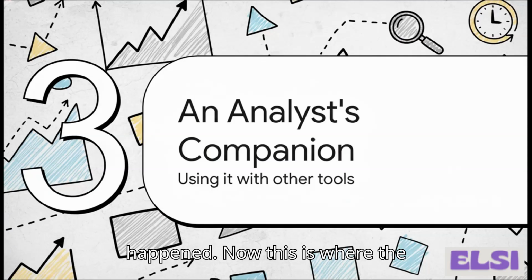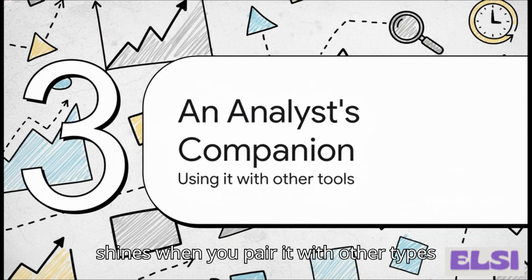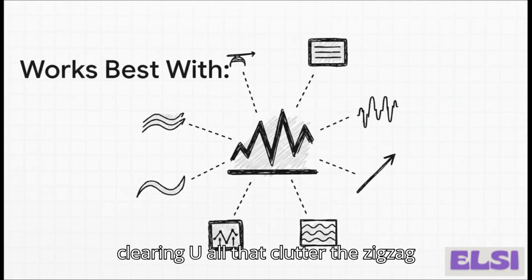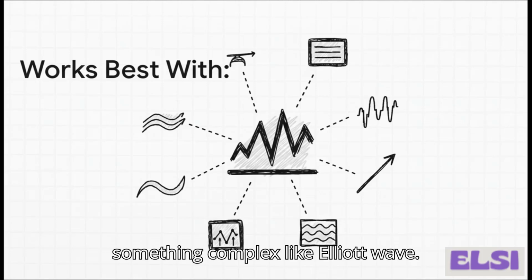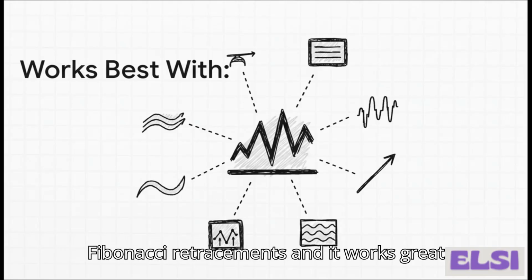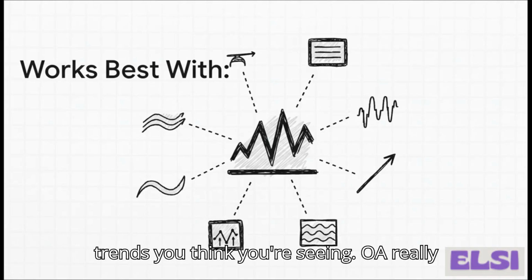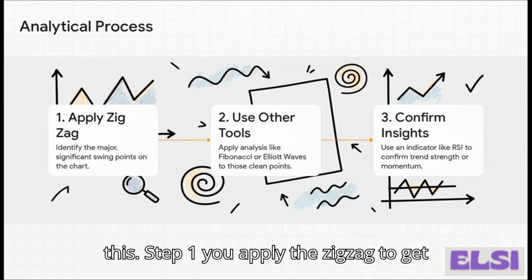Now, this is where the indicator's true strength really comes into play. See, it's not meant to be a solo act. It's a companion tool. It shines when you pair it with other types of analysis. I mean, think about it. By clearing up all that clutter, the zigzag makes it so much easier to apply something complex like Elliott wave theory, or to find key levels using Fibonacci retracements. And it works great alongside classic indicators like the RSI or Bollinger Bands to help confirm the trends you think you're seeing. So, a really simple workflow might look something like this.